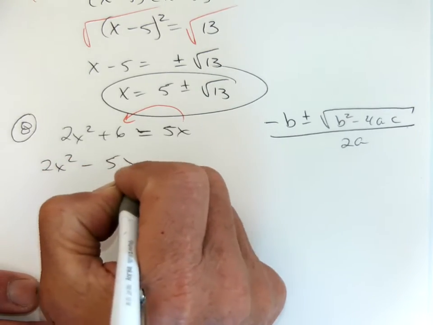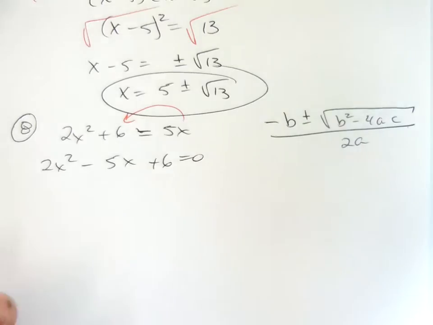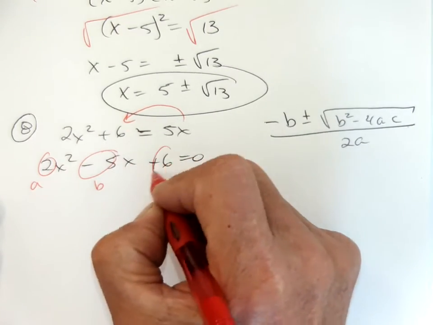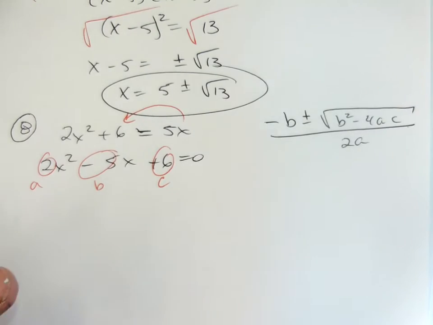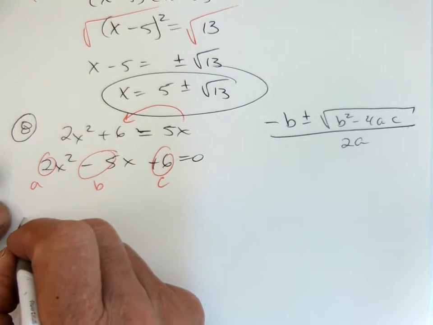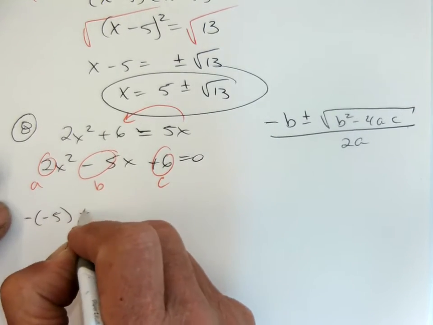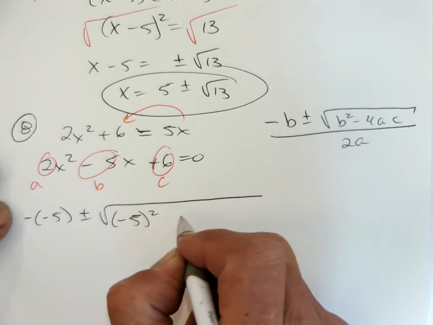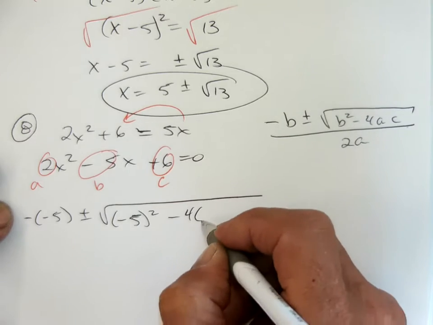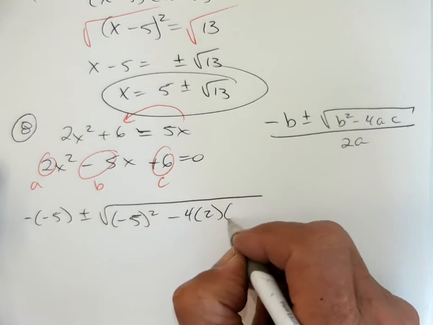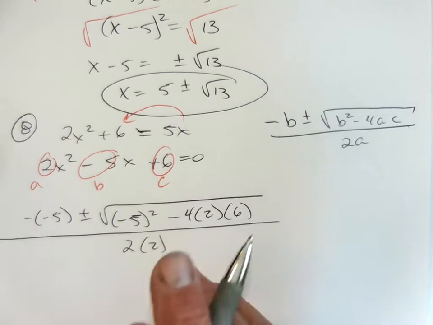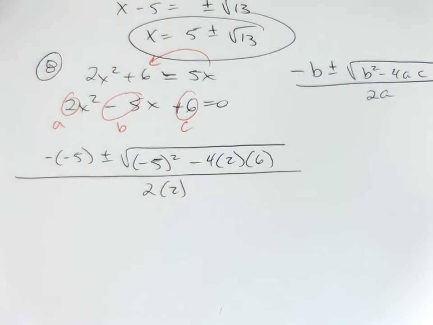2x squared minus 5x plus 6 equals 0, right? And there's your a, your b, and your c. So negative b, which is negative negative 5, plus or minus the square root of negative 5 squared minus 4, because that's part of the formula, times a, which is 2, times c, which is 6, all over 2 times 2, which is 4. Okay? Now it's just not making a dumb mistake, and we got it made.